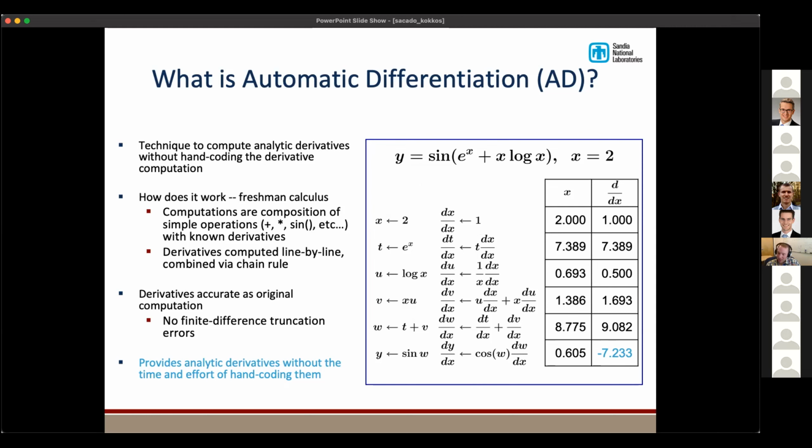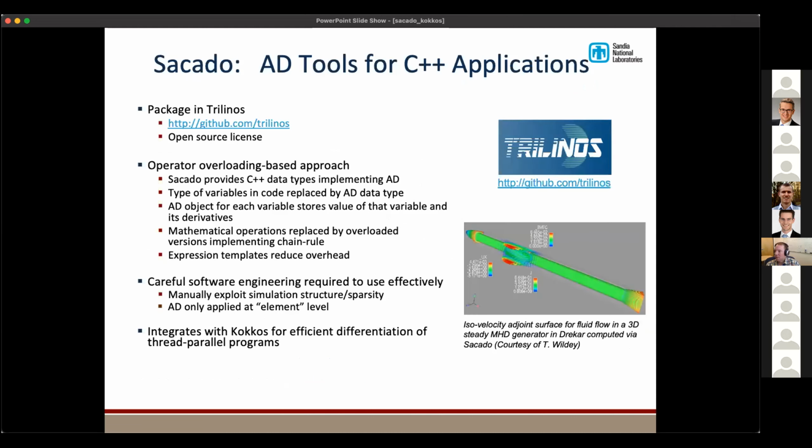The challenge with it is how do you do this efficiently in large scale scientific computing codes? And that's what the focus of this Sacado package has been from the beginning. It's designed for C++ code specifically.